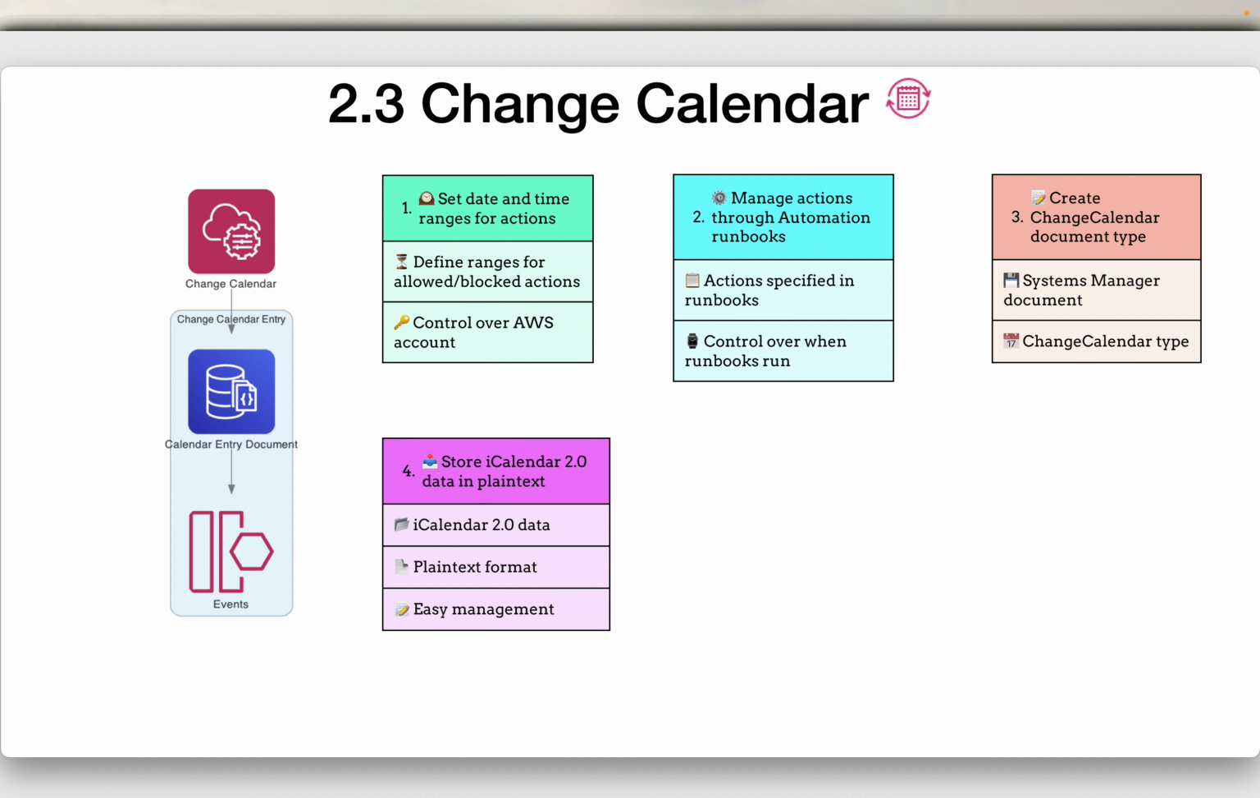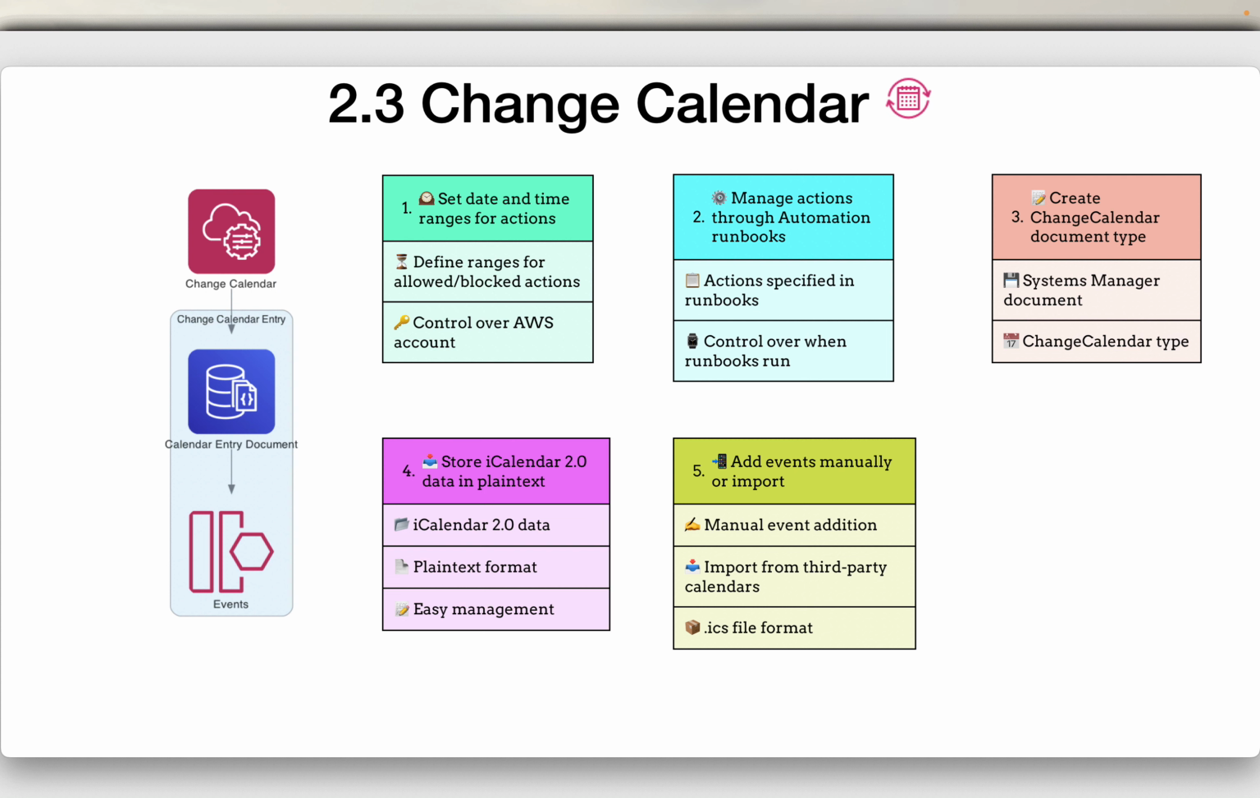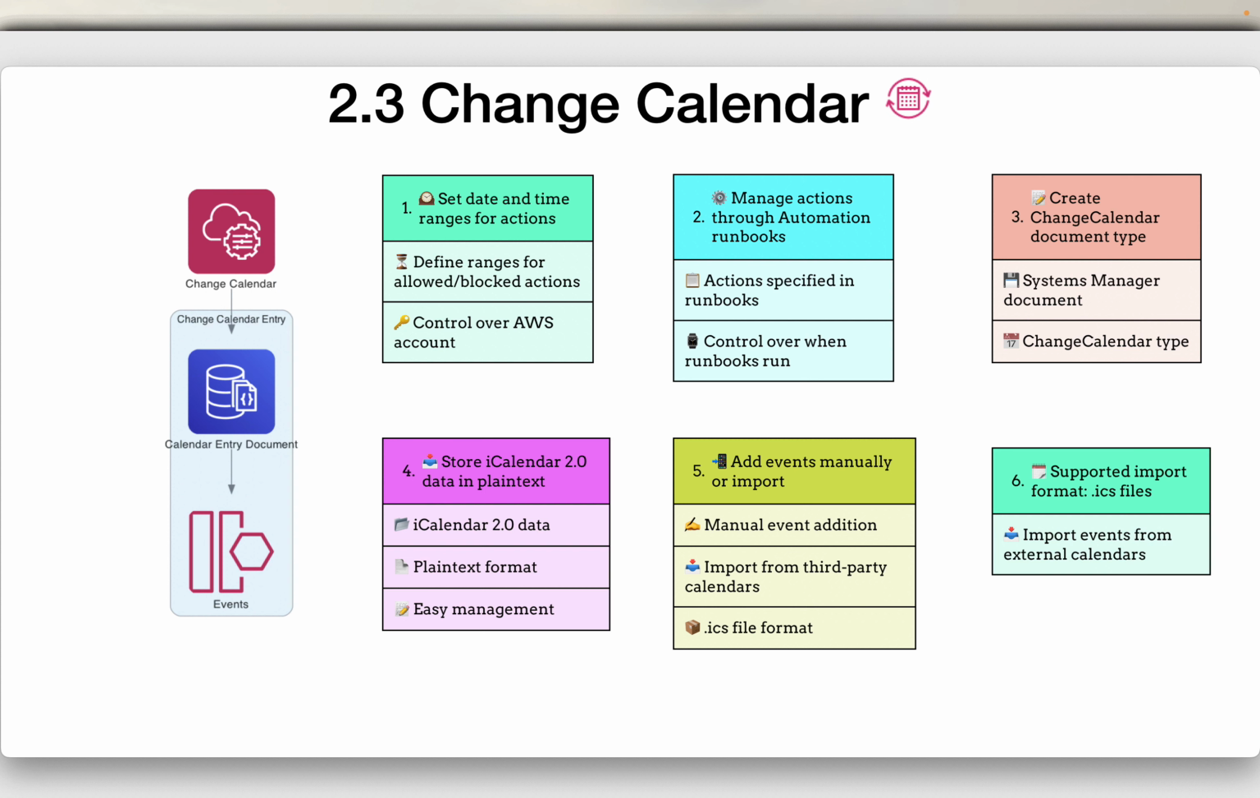The Change Calendar document stores iCalendar 2.0 data in a plain text format, which allows for easier management. You can add events to the Change Calendar entry manually through the interface or import them from supported third-party calendars using an .ics file. The .ics file format is supported for importing events from external calendars into the Change Calendar entry.